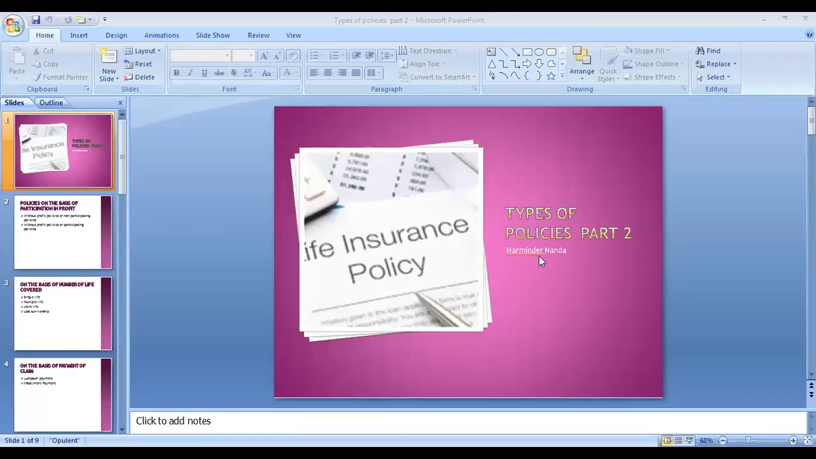Hello friends, this is the second part of types of life insurance policies.